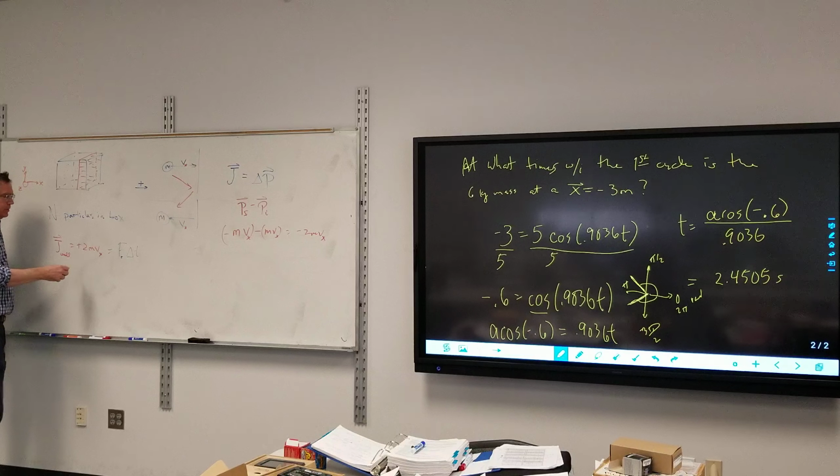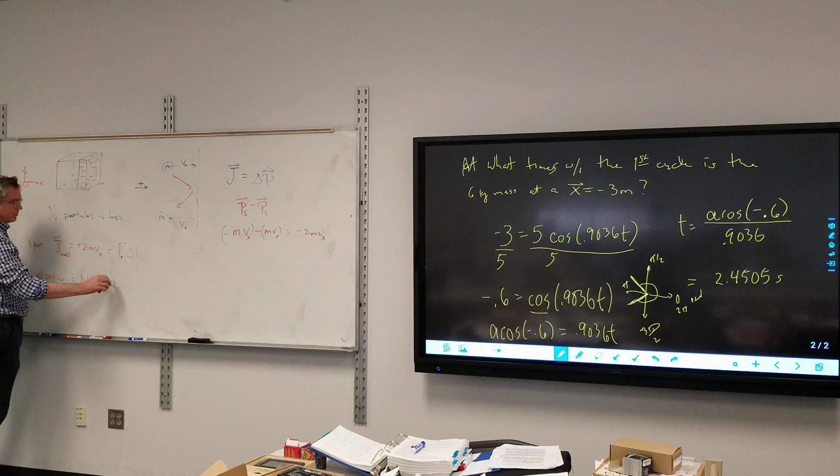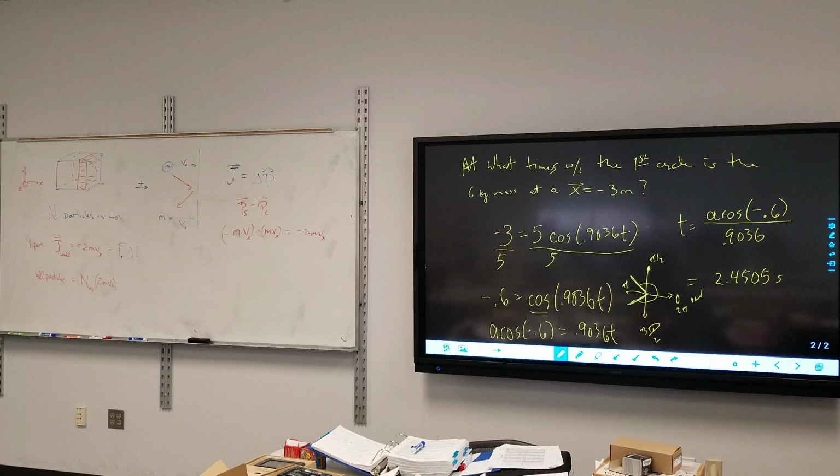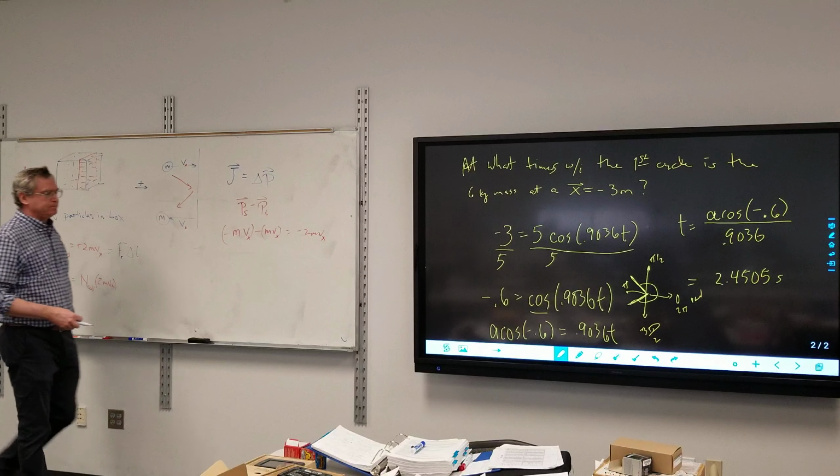So what I care about is the number of particles. This is for a single particle, one particle. And then for all particles hitting it, it's going to be equal to the number that actually collide with it times 2mvx. So we just have to figure out how many particles are actually going to collide with it.